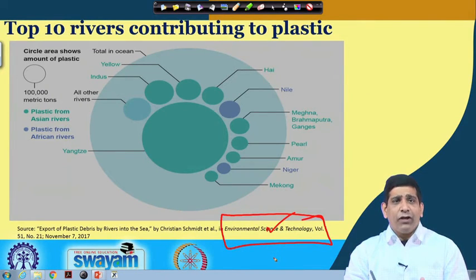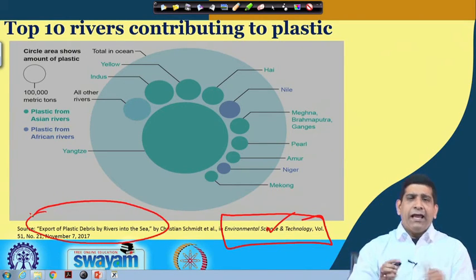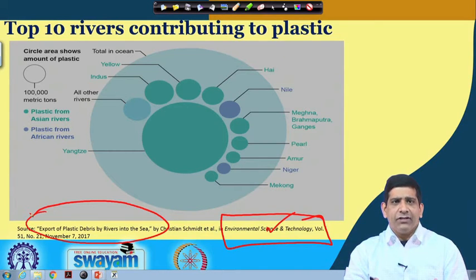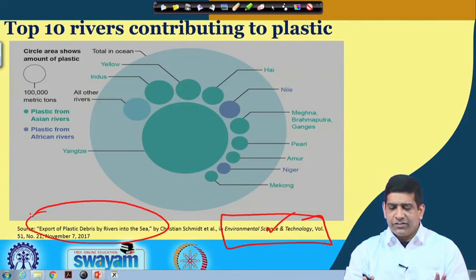So here in this particular slide, we have an image from this paper, which shows the export of plastic debris by rivers into the sea. They have done some estimates. These are estimates, not actual values, based on certain secondary data collected from government reports, and some modeling exercise may have been done as well. What they have looked at is plastic getting into the ocean from 10 rivers, considered the top 10 rivers contributing to plastic.